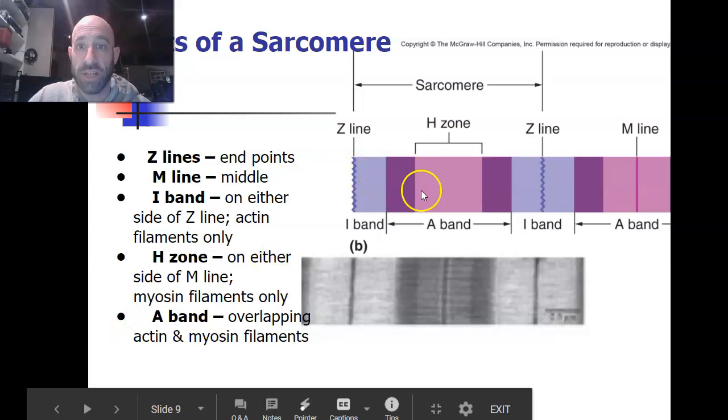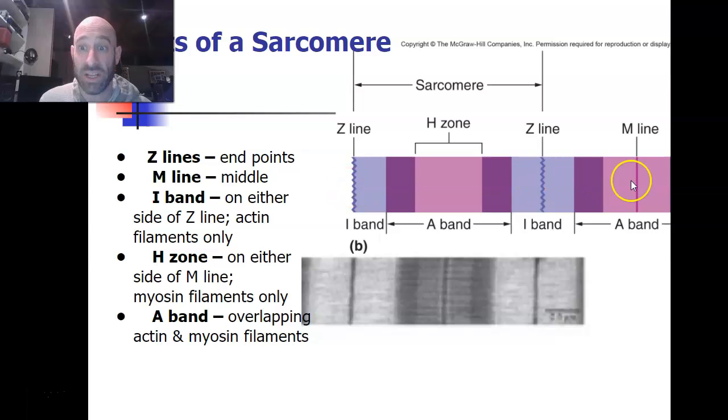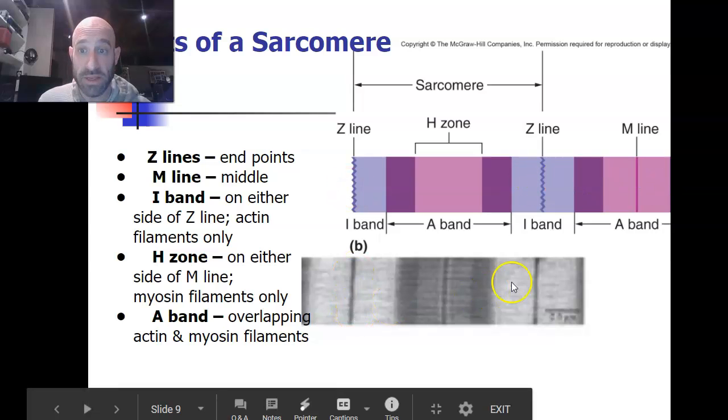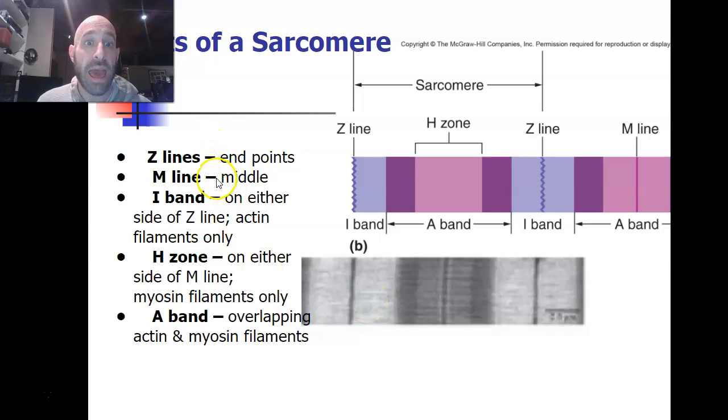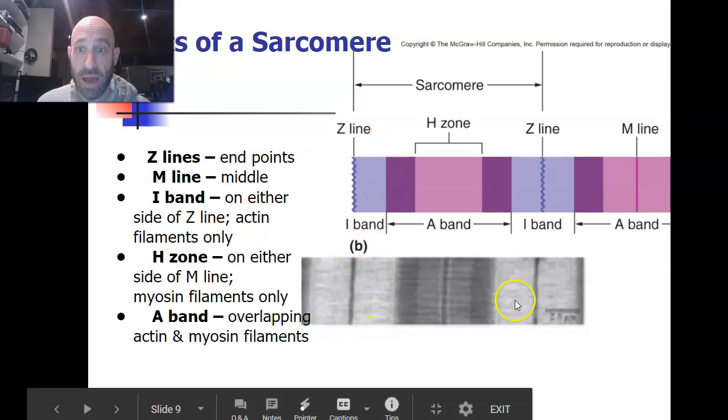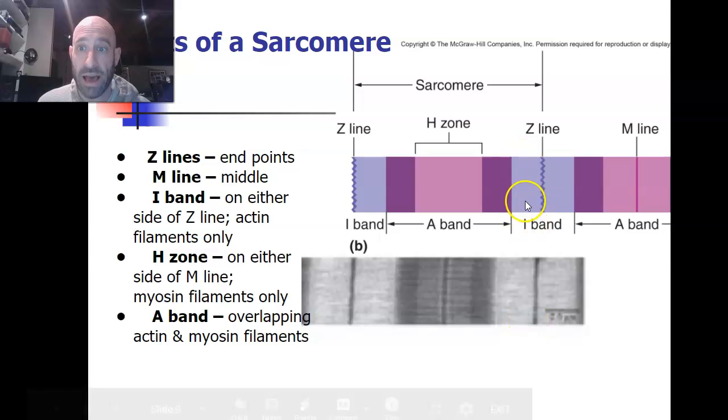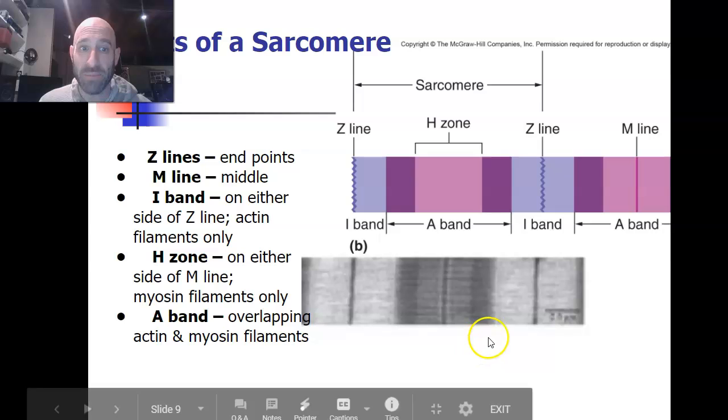So we have this would be one single sarcomere here, Z line to Z line. This would be a second sarcomere here. So this would be the Z line here, just as a reference point. So the Z line is the end. The M line is the middle. The I band is going to be on either side of the Z line, and that's just actin. So this would be our I band here, where it's just actin. I band here, I band here. The H zone is on either side of the M line, and that's just myosin. And then the A band is where the actin and myosin overlap.